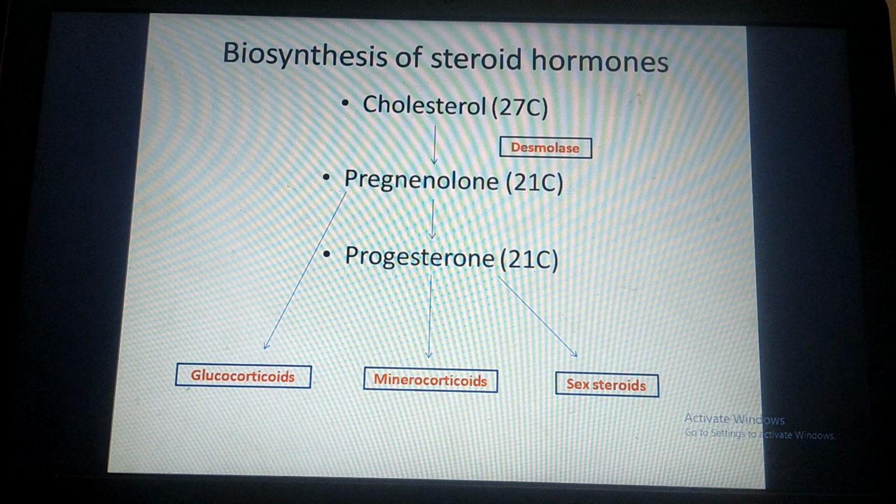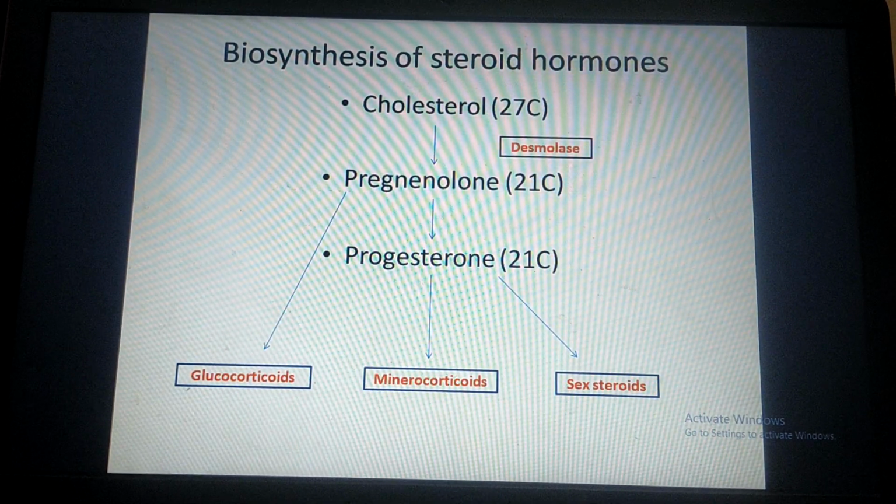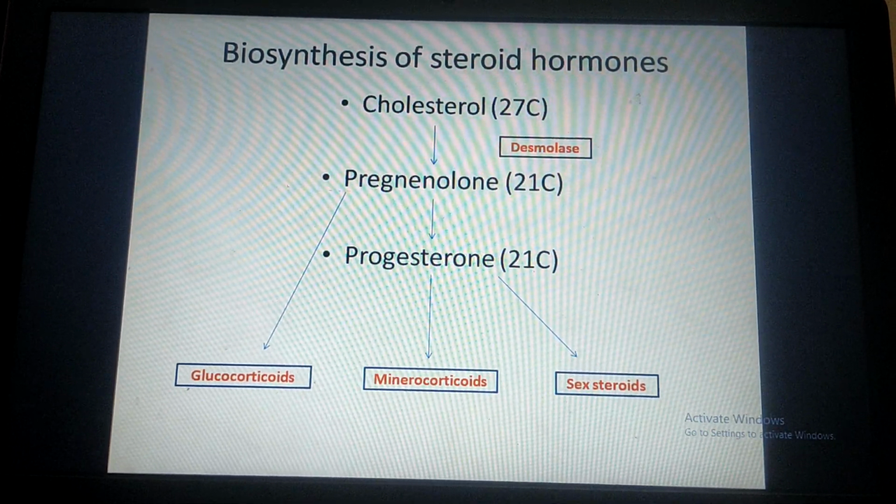In short, we will see the synthesis of steroid hormones because it is not in your syllabus. First, cholesterol is converted into pregnenolone with the help of enzyme desmolase. This enzyme desmolase is stimulated by ACTH, adrenocorticotropic hormone, synthesized by the pituitary gland. This pregnenolone is converted into progesterone, from which mineralocorticoid and sex steroids are synthesized later on, whereas glucocorticoids are synthesized from pregnenolone. So this is in short about the biosynthesis of steroid hormones.